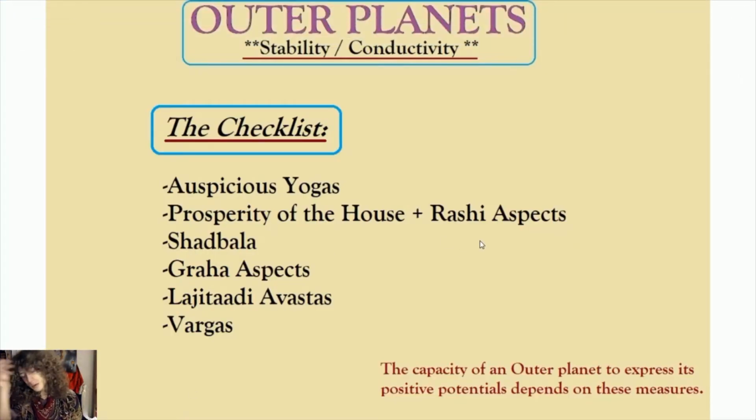So let's just get right into it, folks. This is the checklist that we're going to use in this series. Each one of the videos in this second part of the series is going to describe one aspect of this checklist. We're going to start off with Auspicious Yogas in our next video. For now, I'm giving you guys an intro. This part of the series is breaking down these individual parts.